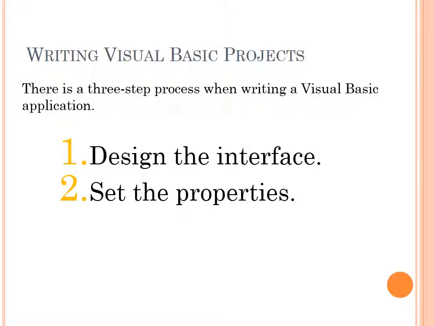Now, once you design the interface, you're going to have a bunch of objects on the screen, and for each object you are going to have to set properties. Now remember, properties are adjectives. They are the characteristics. So after you design the interface, you need to set certain properties. For example, every object that you create must have a name. The reason it must have a name is because you want to be able to refer to it. As I always say, you name objects in a program for the same reason that you name your children, so you can call them. Okay?